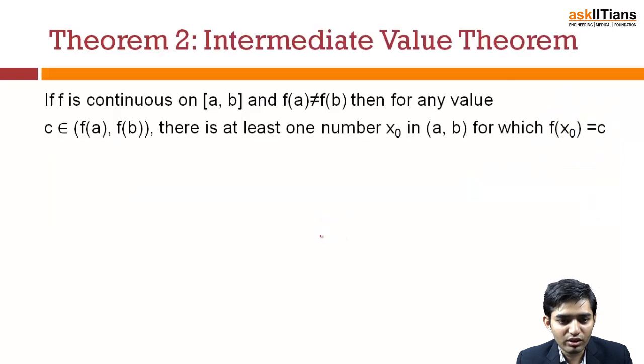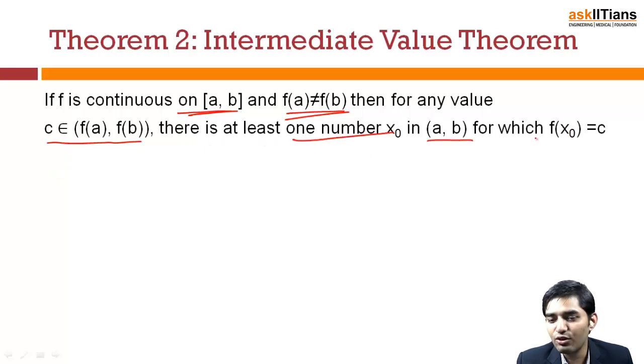Now let us go to the next part, which is the intermediate value theorem, right? So the intermediate value theorem says that if f(x) is a continuous function, the theorem is valid only for continuous functions, right? If there is a function which is continuous in a closed interval a to b and f(a) is not equal to f(b), then for any value of c which is between f(a) and f(b), there is at least one number x naught in a to b for which f of x naught is equal to c.